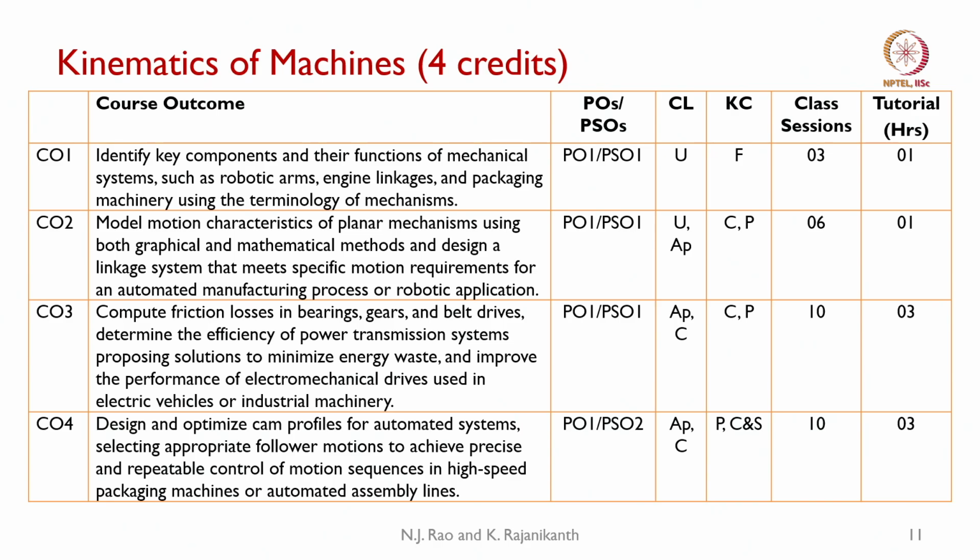Now, the same thing can be modified, can be made into a rich one, but we will talk about another kind of example, kinematics of machines. It's a 4-credit course. Now, if you see some examples: identify key components and their functions of mechanical systems such as the robotic arms, engine linkages, and packaging machinery using the terminology of mechanisms.